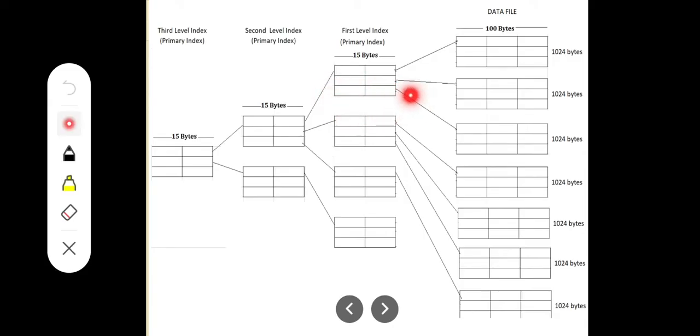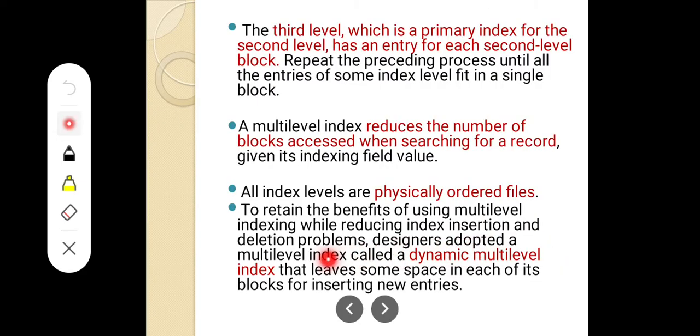Similarly for the index also we will do that. Okay, we will reserve additional space or additional blocks for adding new records. After these records, to enter the next record we will reserve an additional block. Clear? So this is another variant of multi-level index. Such a multi-level index is called dynamic multi-level index. That is what is mentioned here: it leaves some space in each of the blocks for inserting new entries. In order to add new entries they will leave some space.